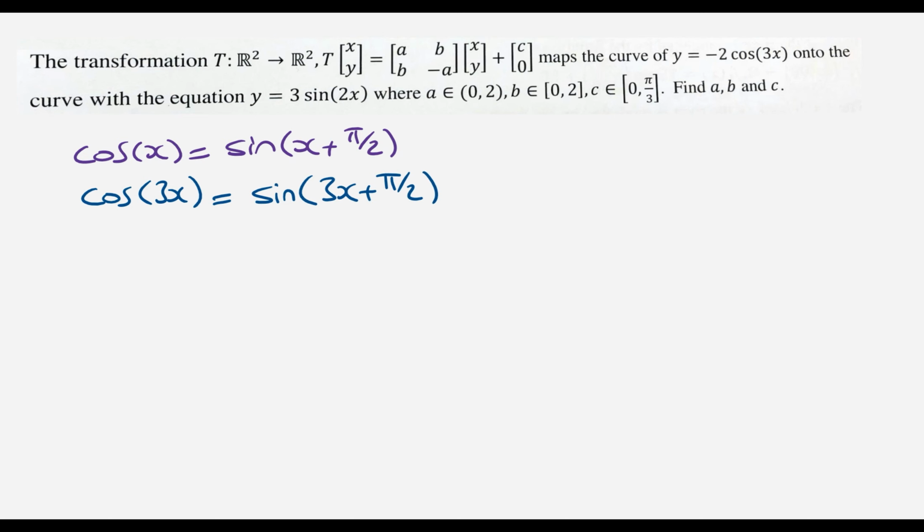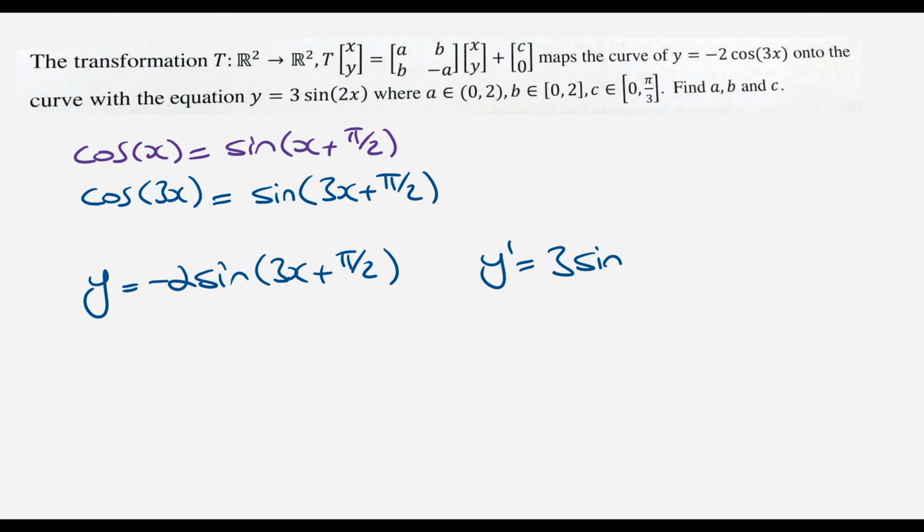This means that we can now write the original function y is equal to minus 2 cos 3x as y is equal to minus 2 times the sine of 3x plus pi on 2. And we can write the transform function in terms of y dash and x dash as y dash is equal to 3 times sine 2x dash. And now that we have both the original and the transform function both as sine functions, we can follow the standard process to solve for the values of a, b and c.